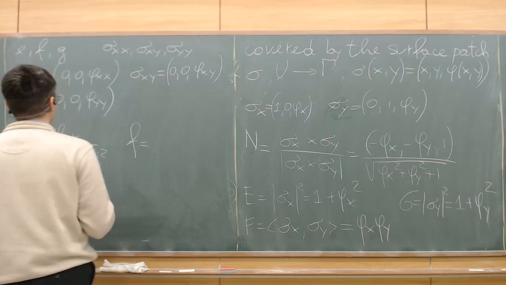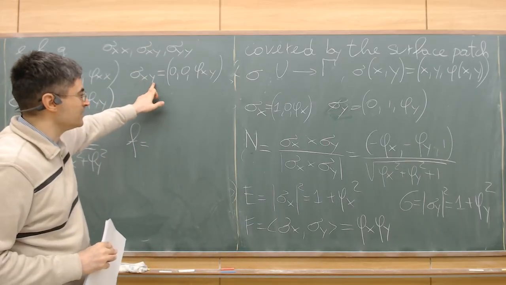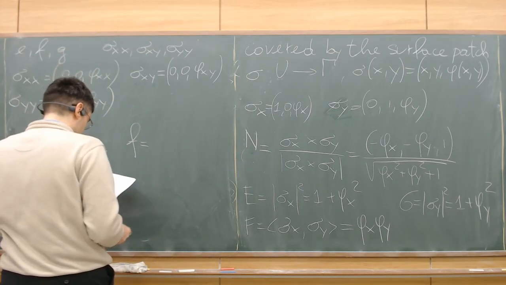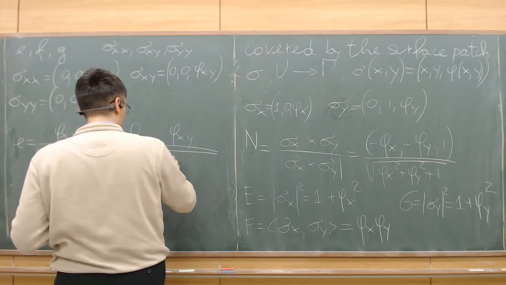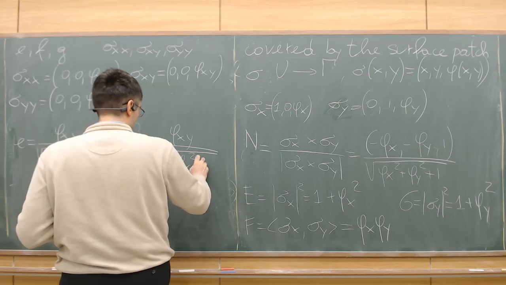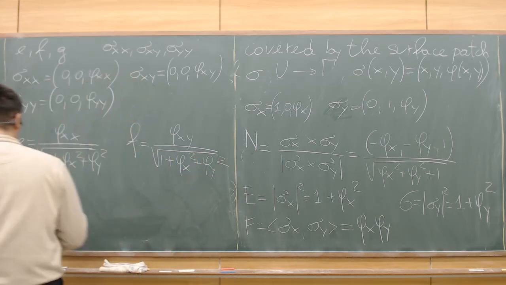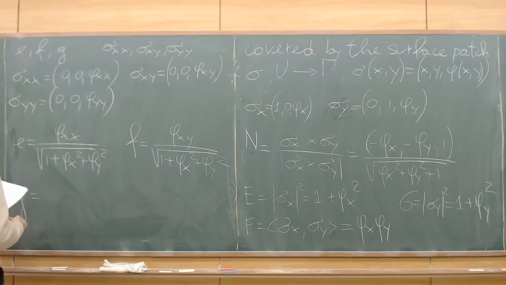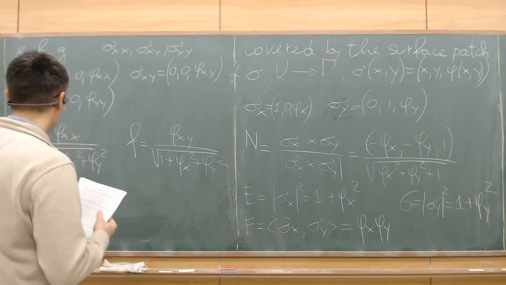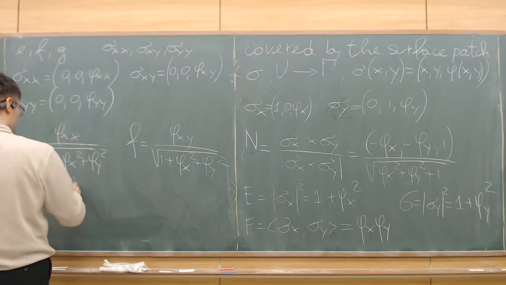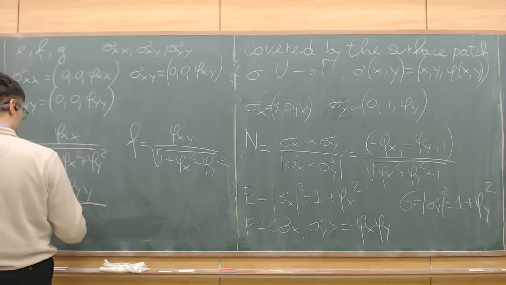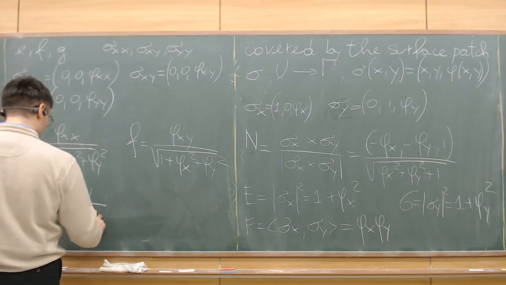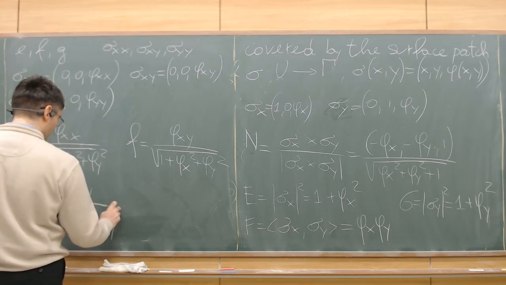F is the product of sigma xy and n. So I get phi xy divided by square root of 1 plus phi x squared plus phi y squared. And G is given by the inner product of sigma yy with n. So you get phi yy divided by square root of 1 plus phi x squared plus phi y squared.